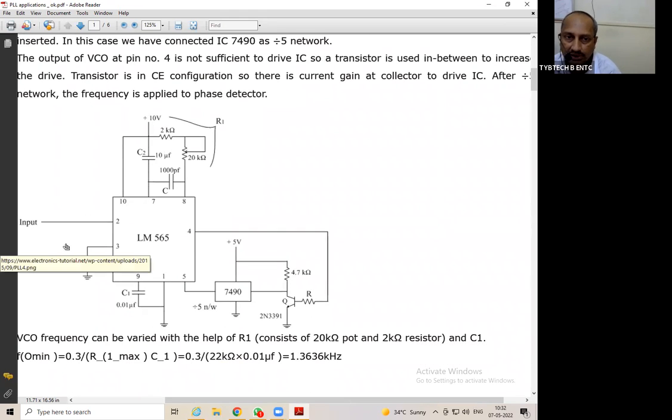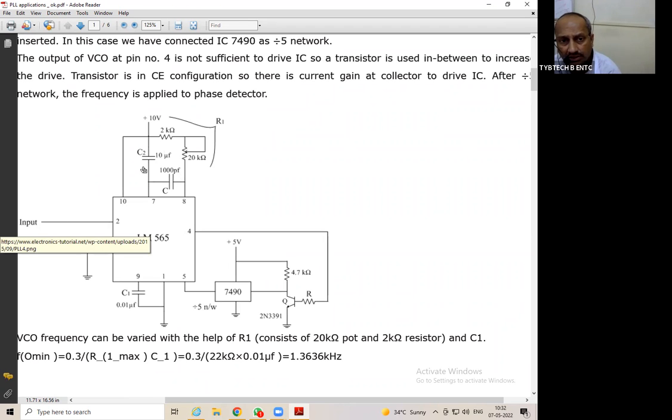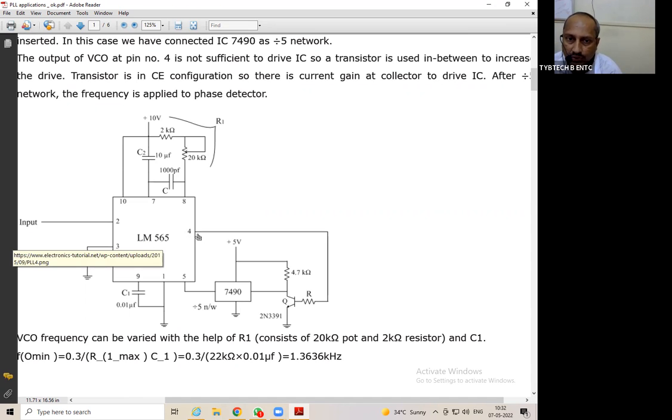This is the connection diagram or circuit diagram for this frequency multiplier. This is the LM565 having the input from pin number 2, R1 C1, where C1 is over here and R1 is internal. In between pin number 4 and 5, it is used.